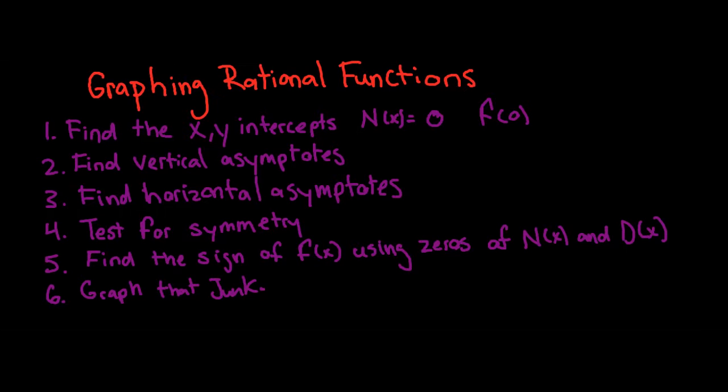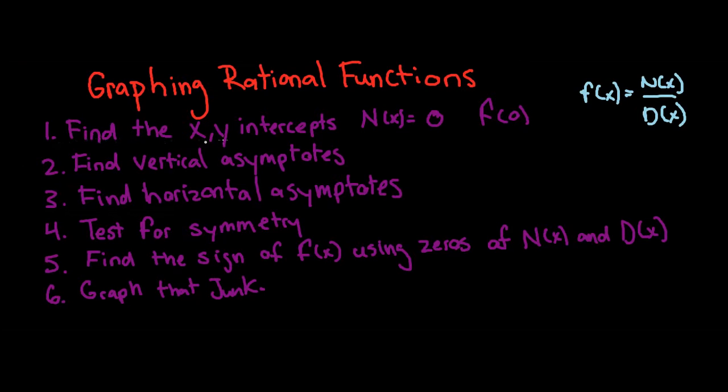So when we have some function f of x is equal to n of x over d of x, when n of x is equal to 0, that is the x-intercept, and when we put the function value in as 0, that is the y-intercept, because when x is equal to 0, then on our graph, wherever that y value is, that's where the y is. So we know about that.